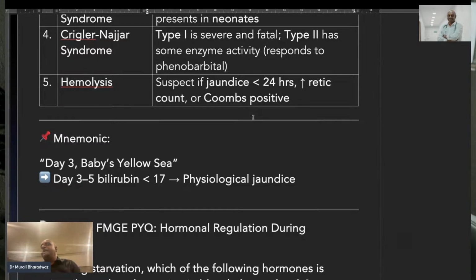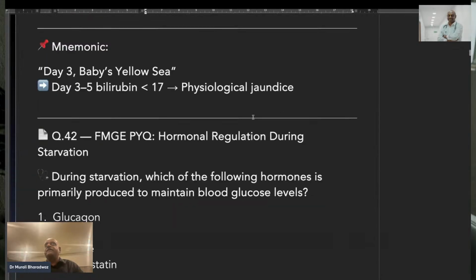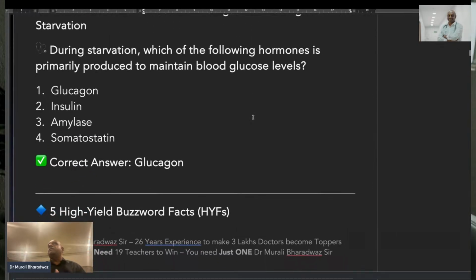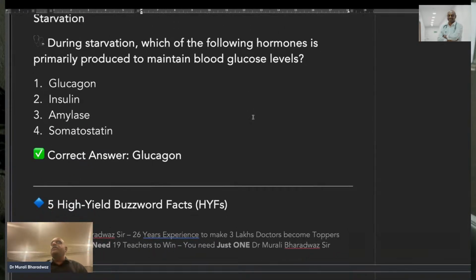Day 3 baby is jaundiced, whatever. Now during starvation, which hormone is produced to maintain the glucose level? When you eat more, you have more insulin. When you starve more, you have more glucagon. So glucagon, epinephrine, growth hormone, all three are one party, and insulin is one party. Remember that.